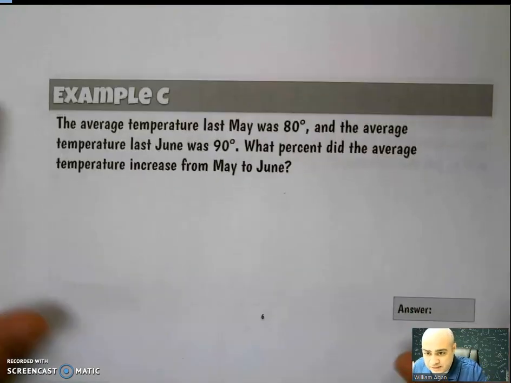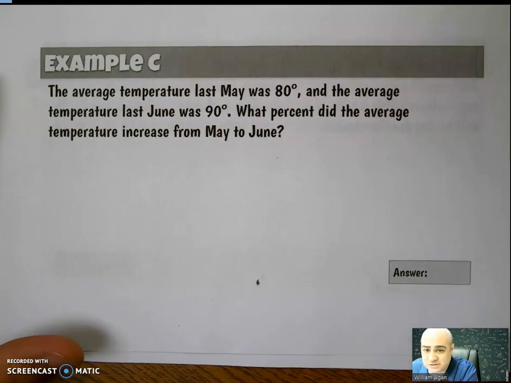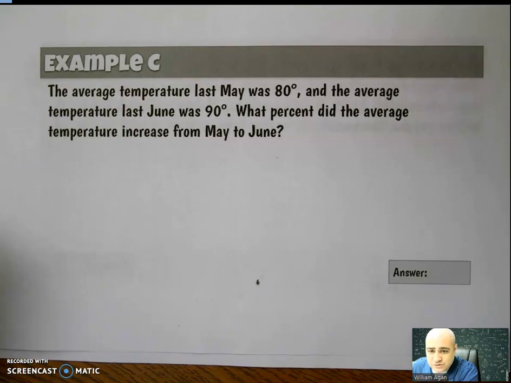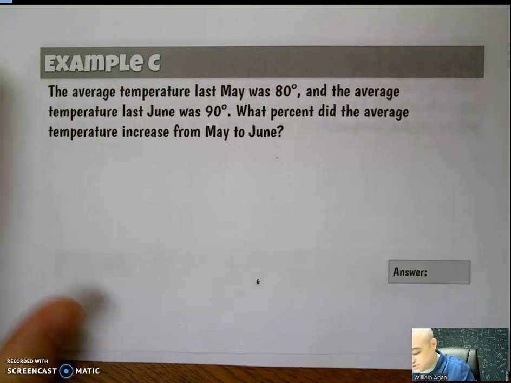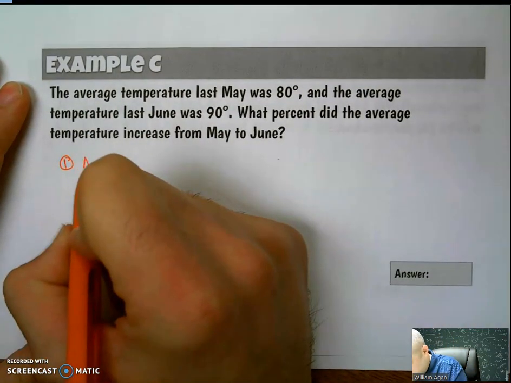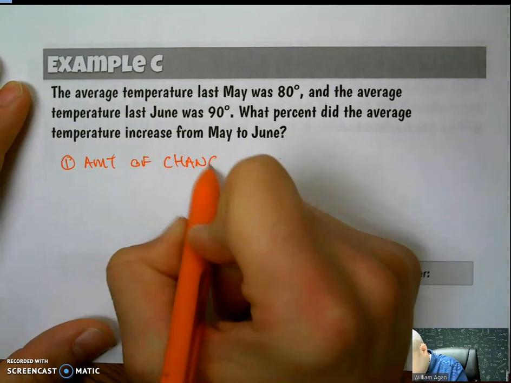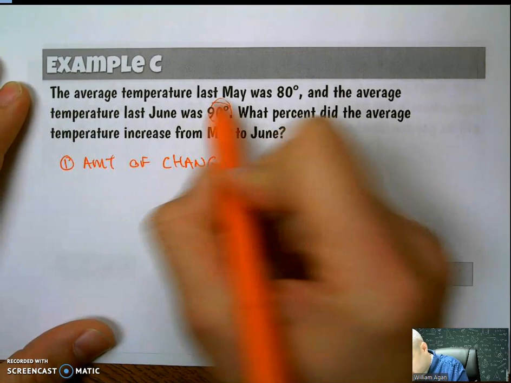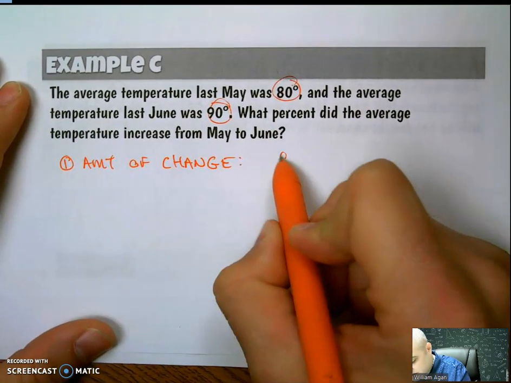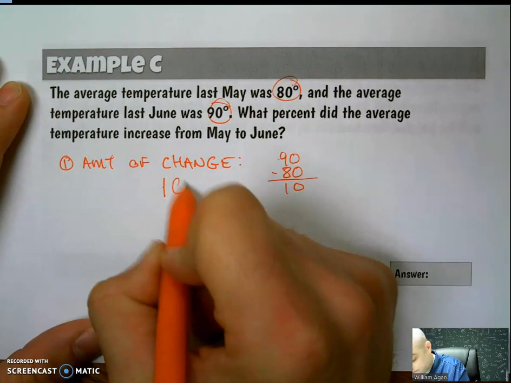Okay, so let's look at example C. The average temperature last May was 80 degrees, and the average temperature last June was 90 degrees. What percent did the average temperature increase from May to June? So our first step is to find the amount of change. My two numbers are 90 and 80. Well, that's pretty easy. The amount of change is 10.